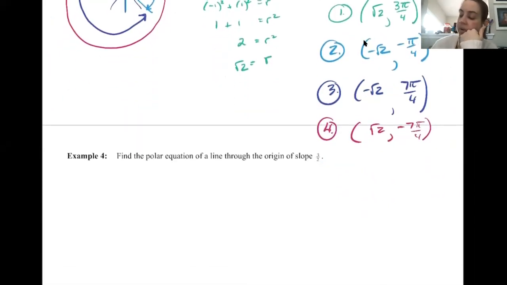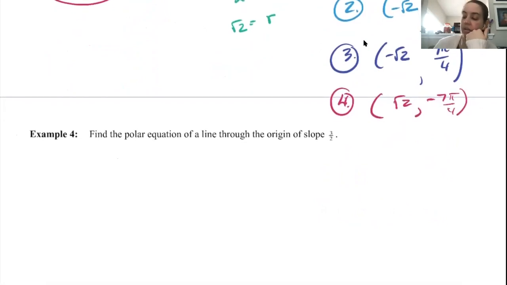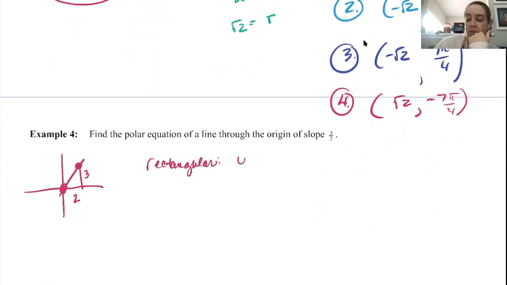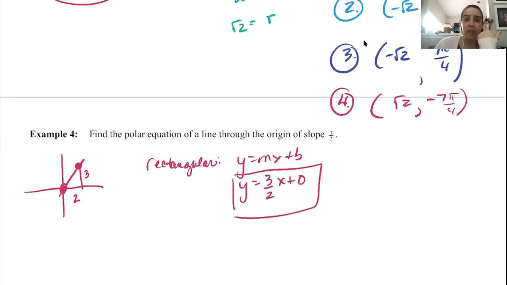Example 4, find the polar equation of a line through the origin of slope 3 over 2. My brain does not like this one at all. So remember, if you have your coordinate plane, whether you're rectangular or polar, it looks like this. We're going through the origin and we have a slope of 3 over 2. So algebra 1 slope means up 3, right 2, up 3, right 2. So this is our point. So if you were in rectangular, because this is what we're used to, this would be y equals mx plus b. This would be y equals 3 over 2 x plus 0. Now, that's what we're used to.